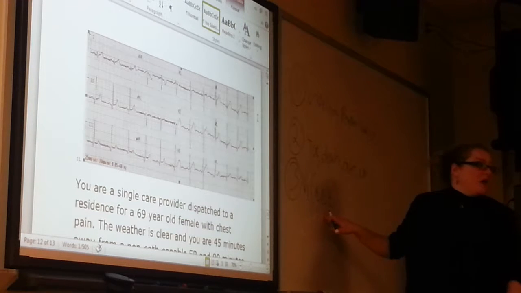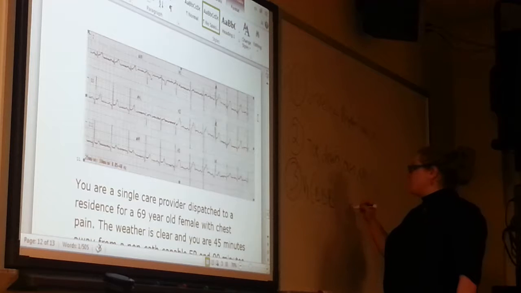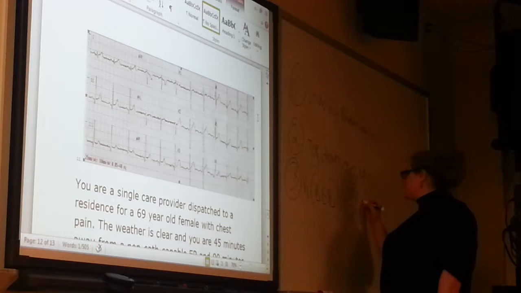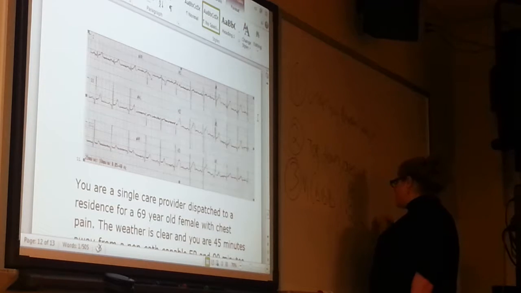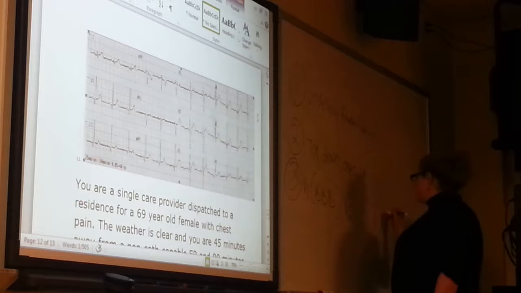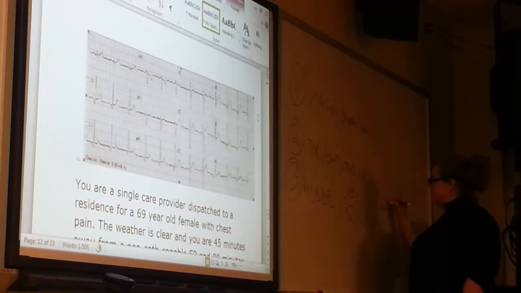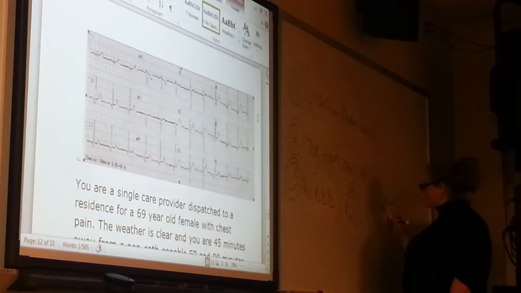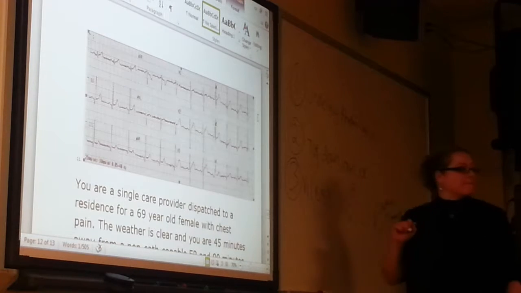V1 is for bundle branch block. V2 and V1 gives us left ventricular hypertrophy. Both are mimics. Okay?